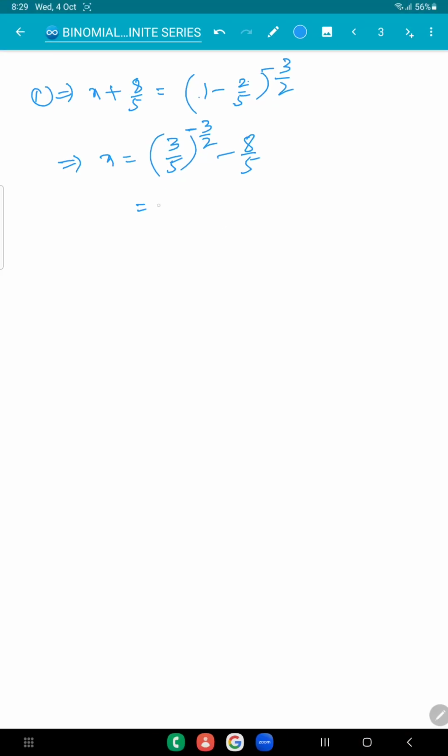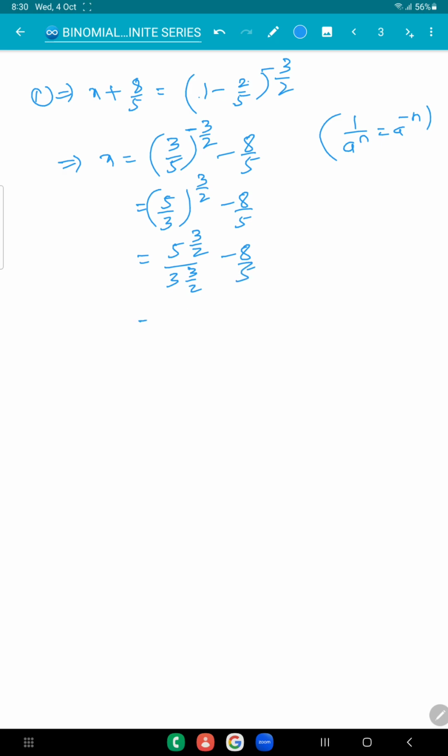What does it become? This is (5/3) to the power 3/2 minus 8/5. If the reciprocal is taken, the minus sign applies, because (1/a)^n is equal to a^(-n). So that is equal to 5^(3/2) / 3^(3/2) minus 8/5. What is that, sir? 5^(3/2) is 5 root 5, and 3^(3/2) is 3 root 3, minus 8/5. Understood? Do remember that the formula is very, very important.